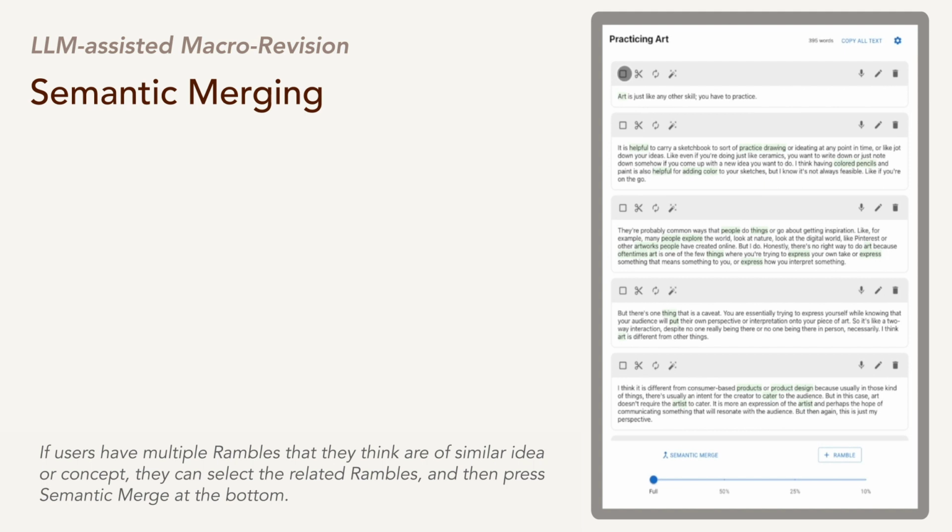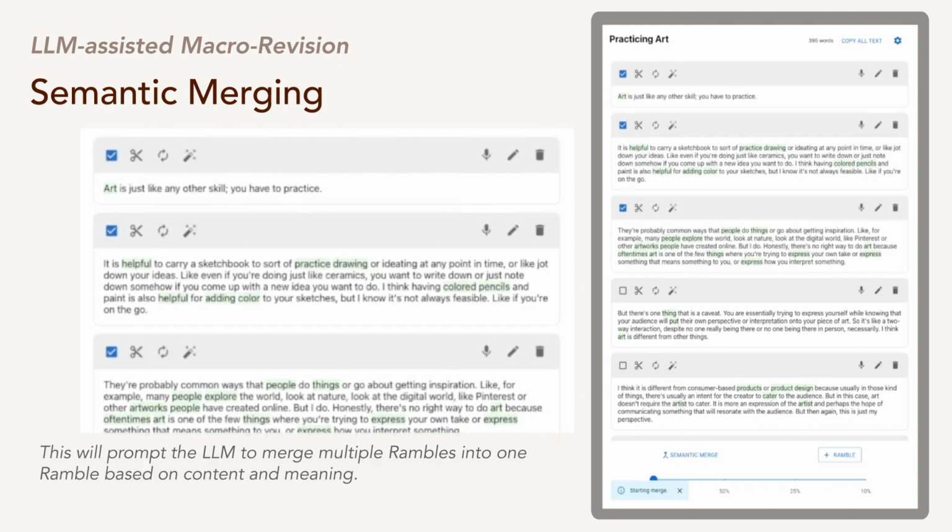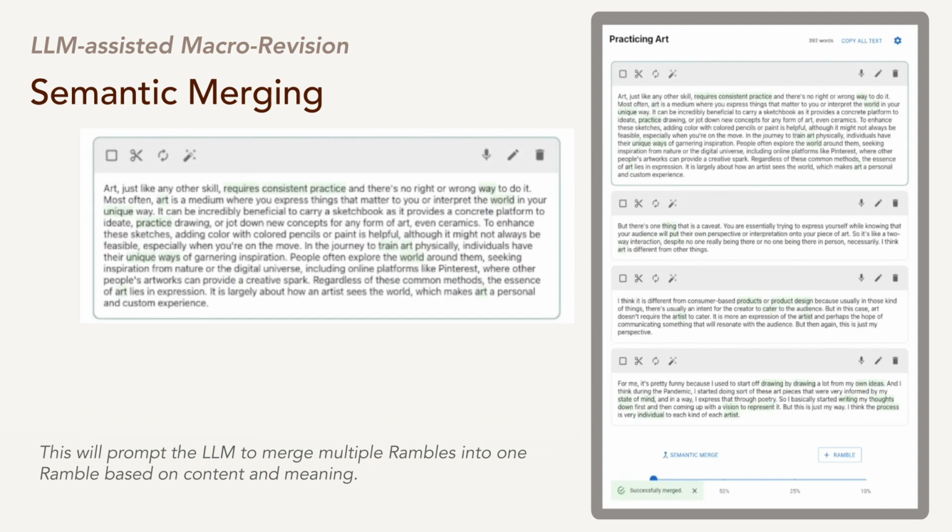If users have multiple rambles that they think are of similar idea or concept, they can select the related rambles and then press semantic merge at the bottom. This will prompt the LLM to merge multiple rambles into one ramble based on content and meaning.